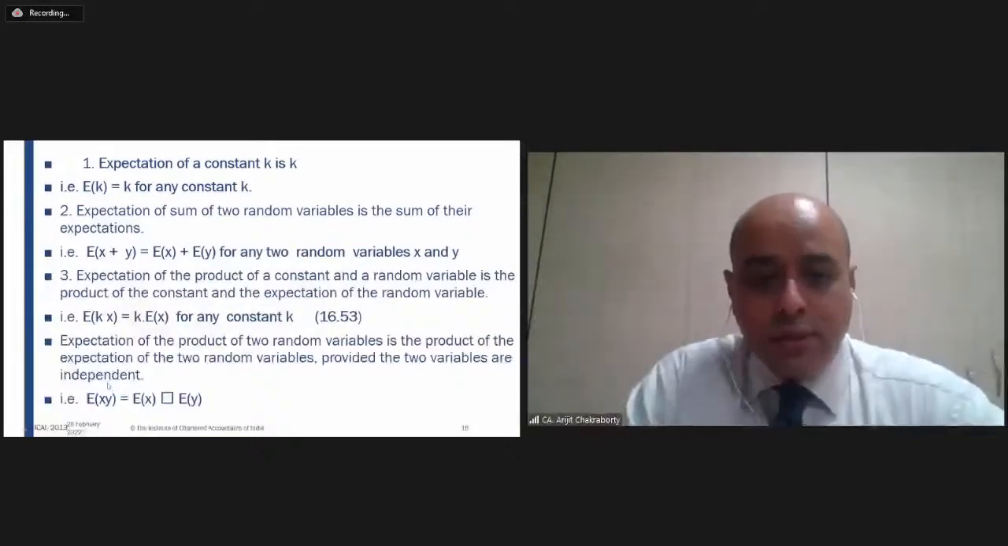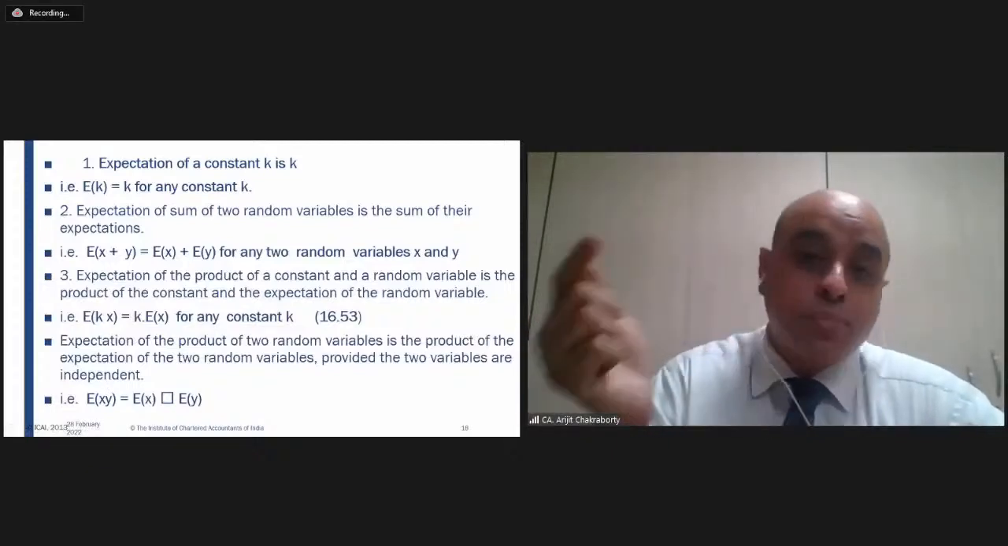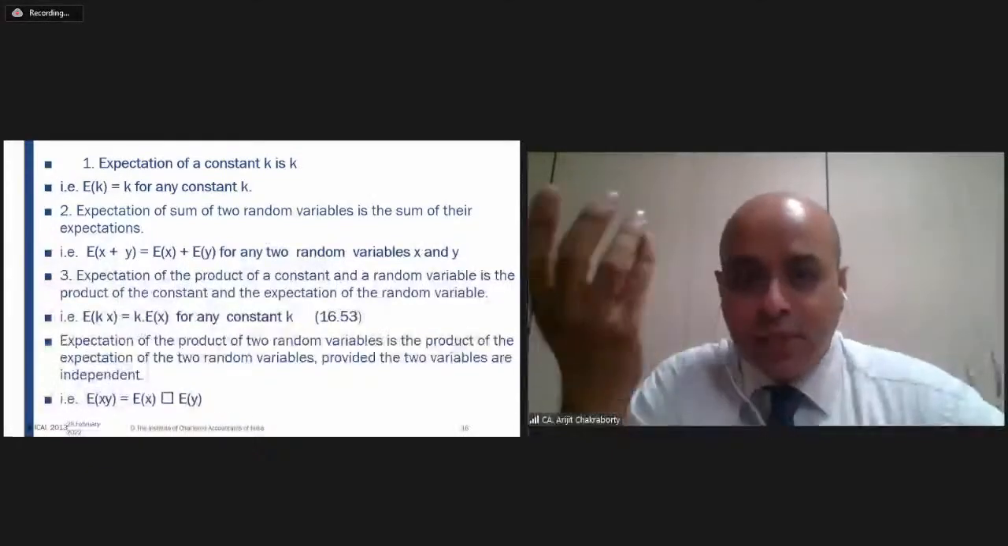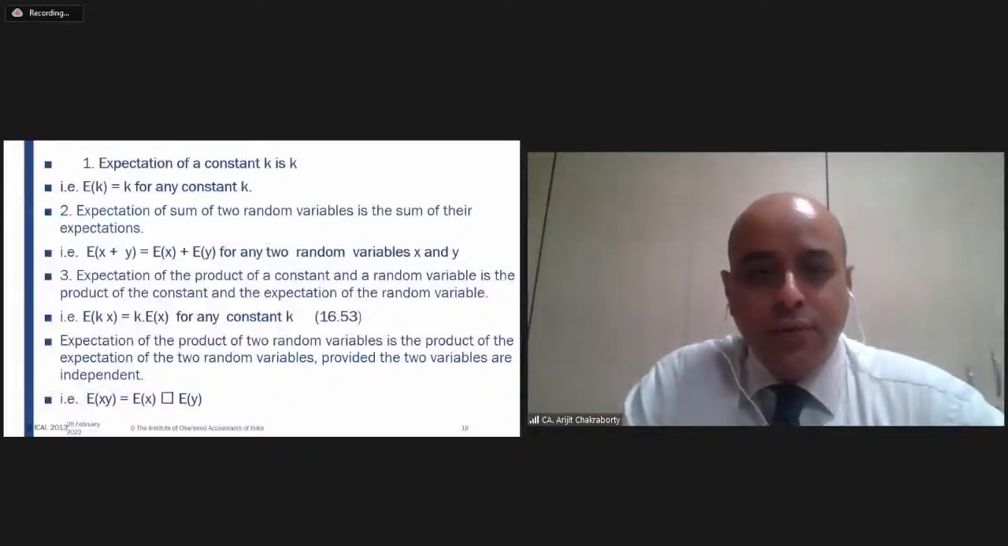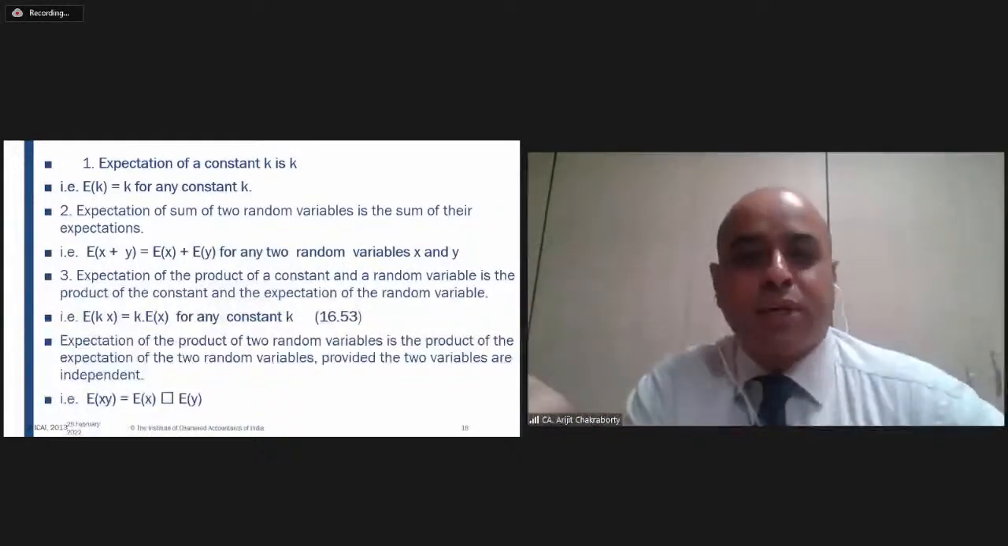And of course, the product is again simple. E of xy, that is expectation of x into y, is equal to the product of their individual expectations. So please see the beauty of mathematics here. It's a very similar formula. Expectation of the sum of x plus y is equal to the sum of their separate expectations.